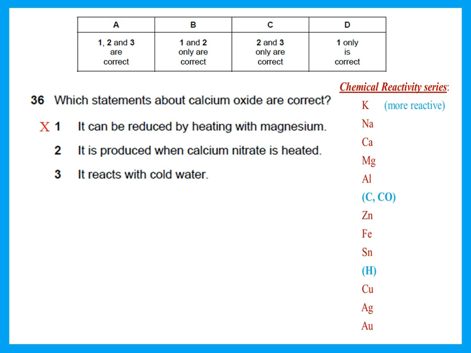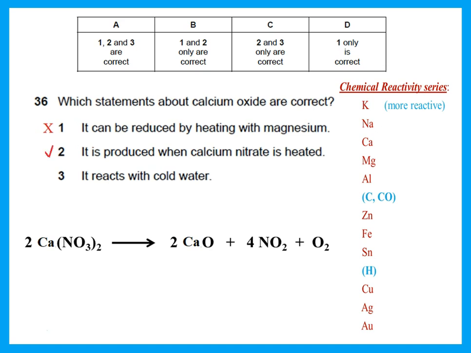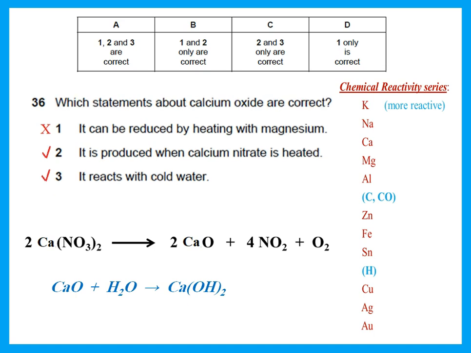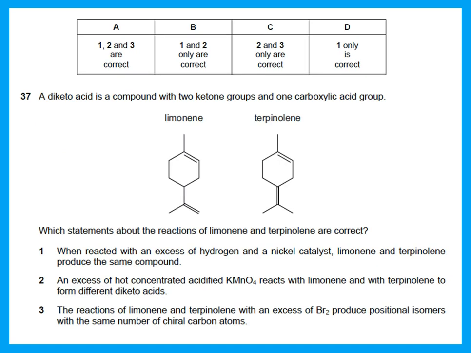It is produced when calcium nitrate is heated. Well, yes, when we heat calcium nitrate, it gives calcium oxide, nitrogen dioxide, and oxygen. So this is correct. It reacts with cold water. Well, yes, calcium oxide is a base. It reacts when it dissolves in water. It forms calcium hydroxide. So 2 and 3 are correct. So my answer is C.